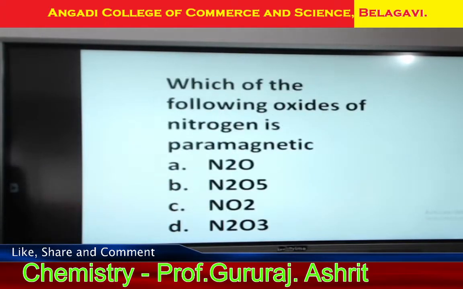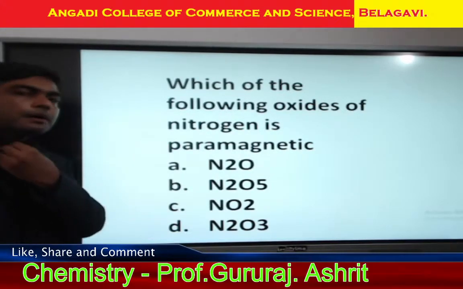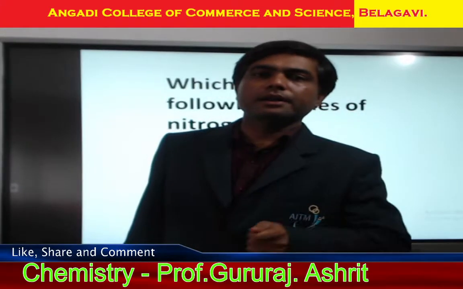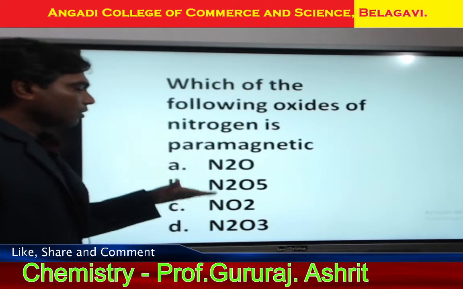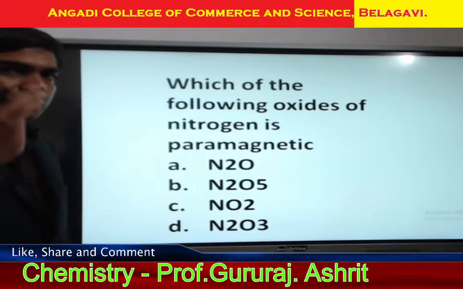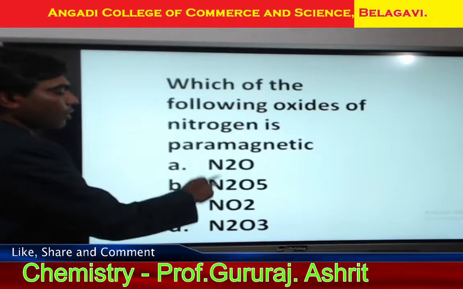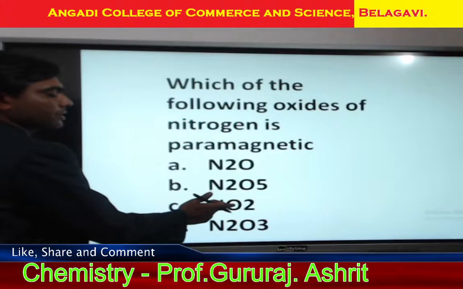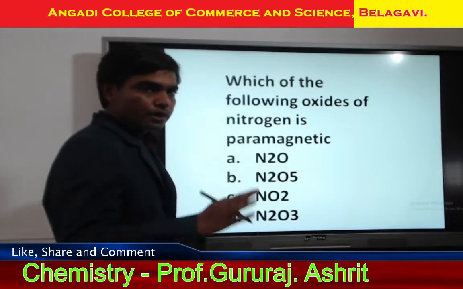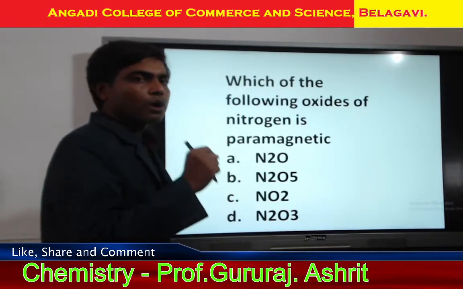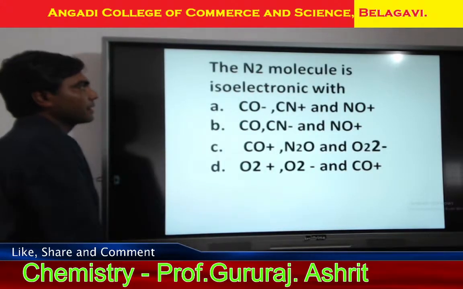Next question is, which of the following oxides of nitrogen is paramagnetic? Paramagnetic means unpaired electrons. Diamagnetic means paired electrons. If you draw all the structures of these compounds, you can understand how many lone pairs and how many unpaired electrons are there. When you compare all this, this forms a stable structure, this forms a coordinate bond, this forms a stable structure. But N2O is having a resonance hybrid with one lone pair of electrons. Hence the answer is A, which is paramagnetic.